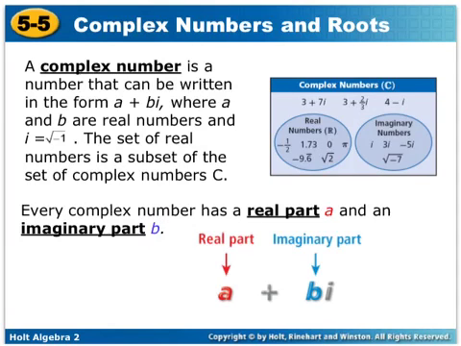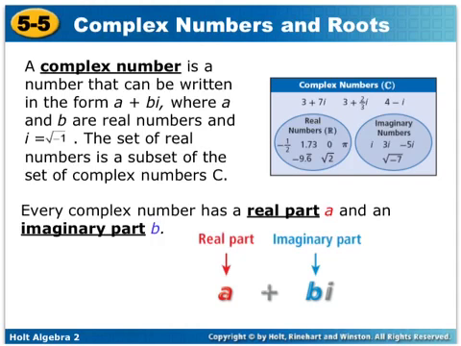Okay, let's talk about complex numbers and roots. Day 2. We have to go through some details first, just some definitions and explanations before we work through some problems. First of all, a complex number is a number that can be written in the form a plus bi, where a and b are real numbers.